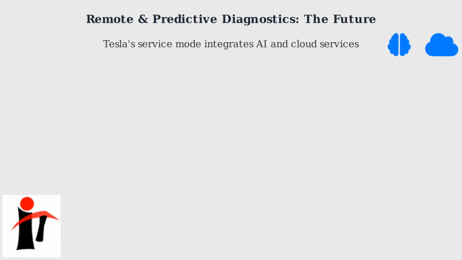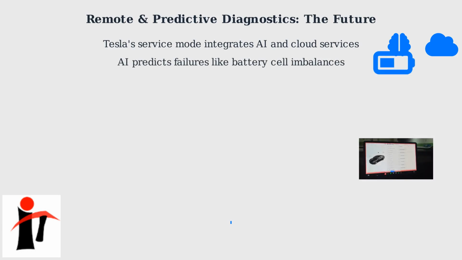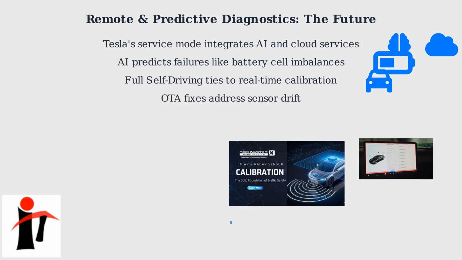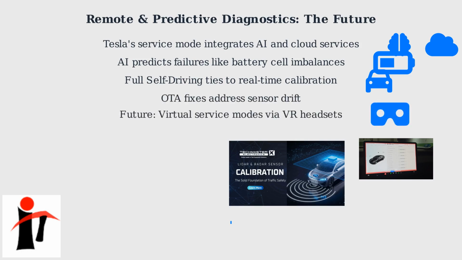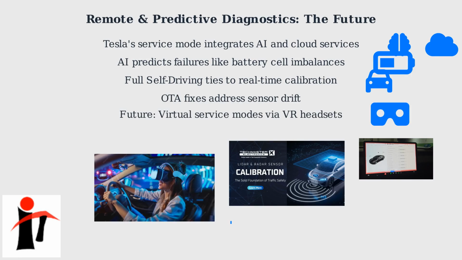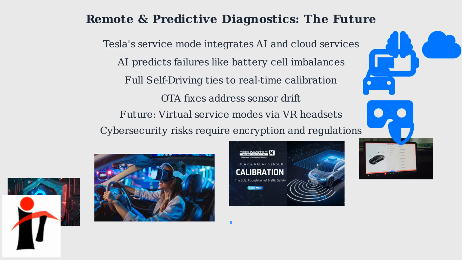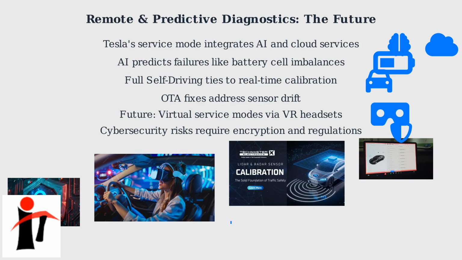Tesla's service mode is increasingly integrated with AI and cloud-based services. AI-driven analytics predict failures, such as flagging battery cell imbalances in advance. Full self-driving systems now tie service mode to real-time calibration. This allows OTA fixes for sensor drift. Expect fully virtual service modes in the future, potentially via VR headsets. Though cybersecurity risks demand stricter regulations and robust encryption methods, this evolution transforms service mode into a proactive, connected system.